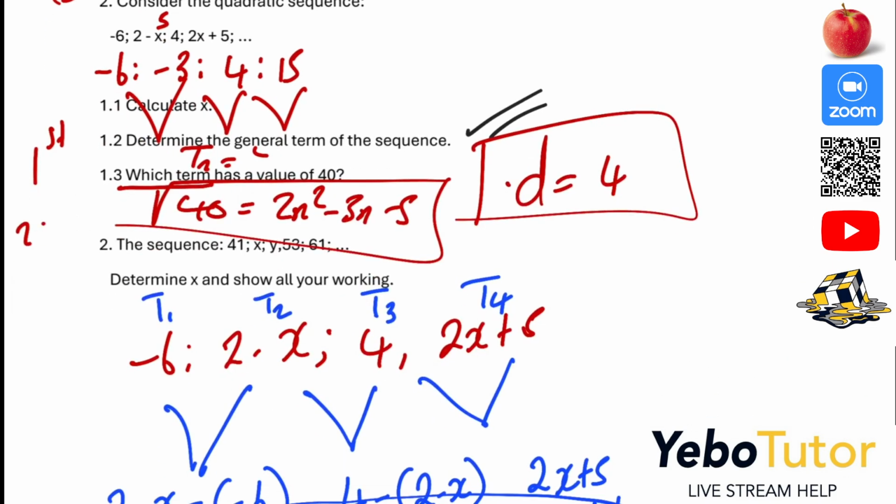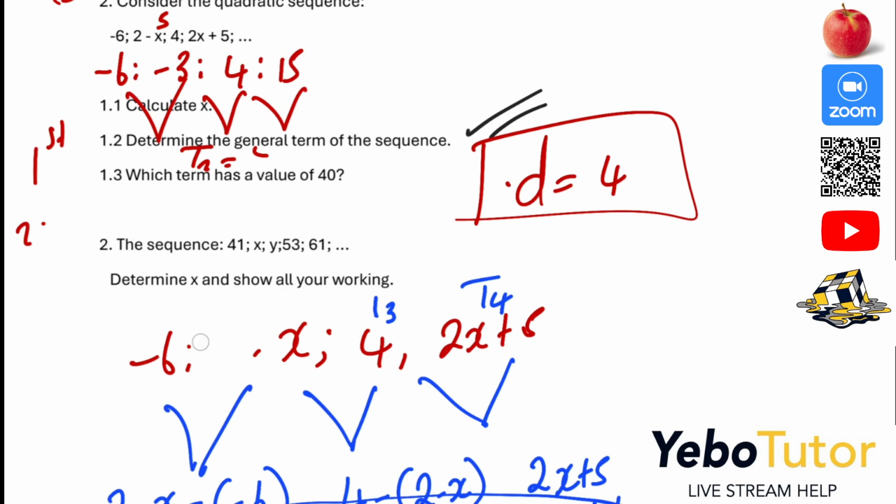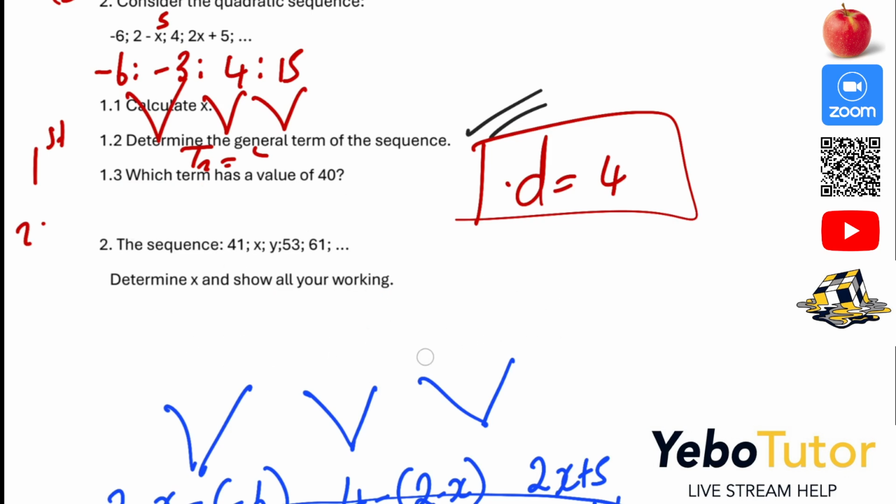Okay, that's your homework. So you also do number 2, which is here. We are given the sequence 41, x, y, 53, and 61. Okay, that's your homework to do, so that we can see if you understand. Drop the comment and see if you get the answer.